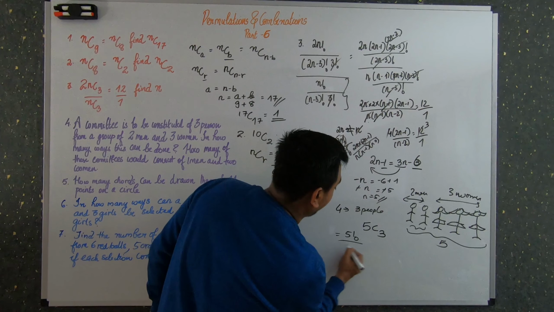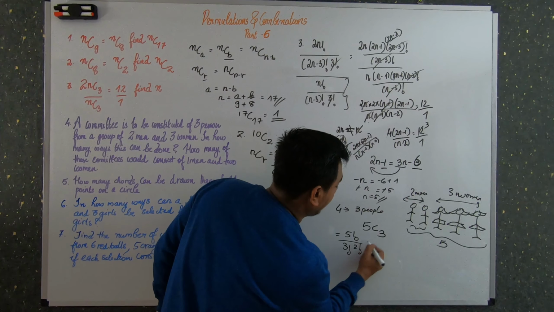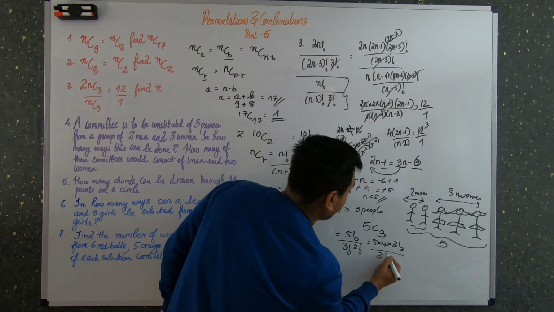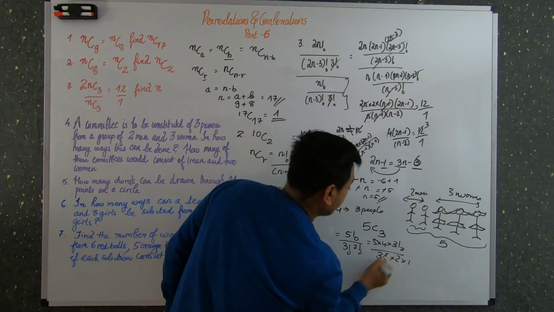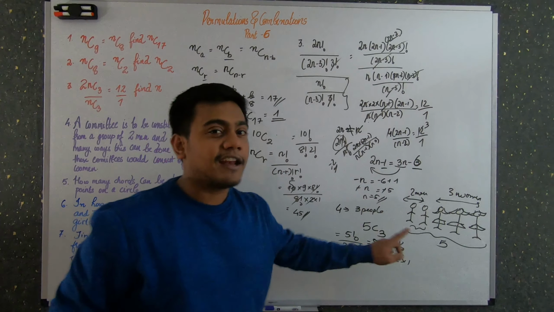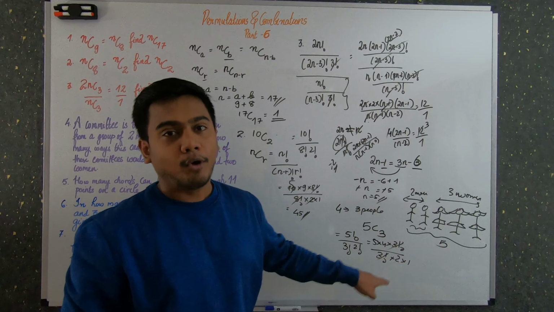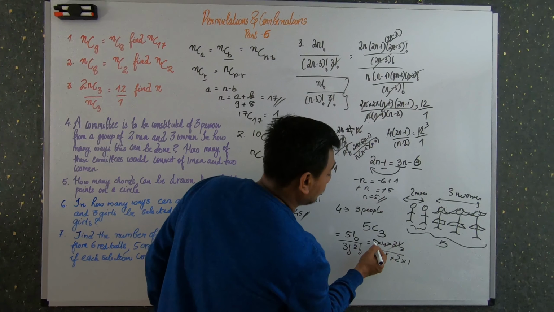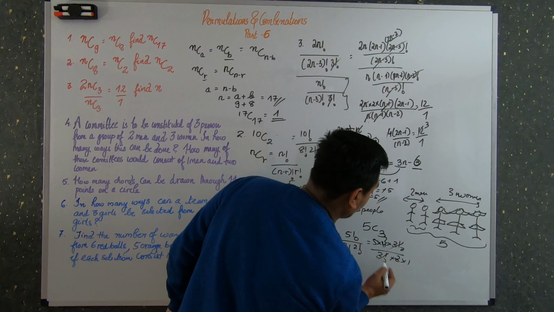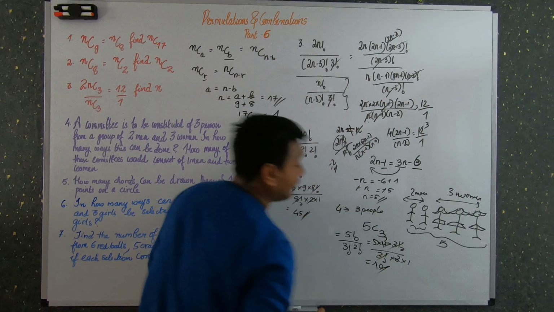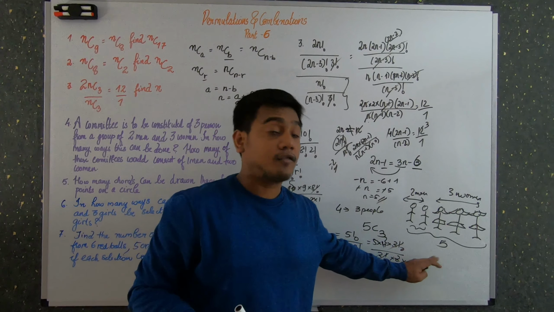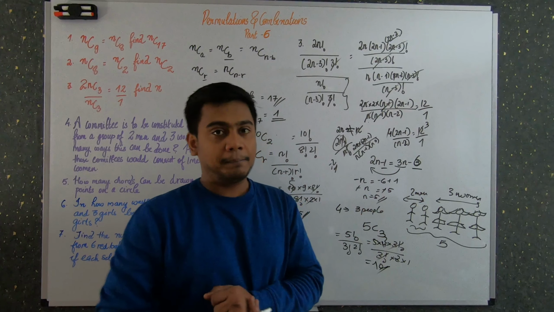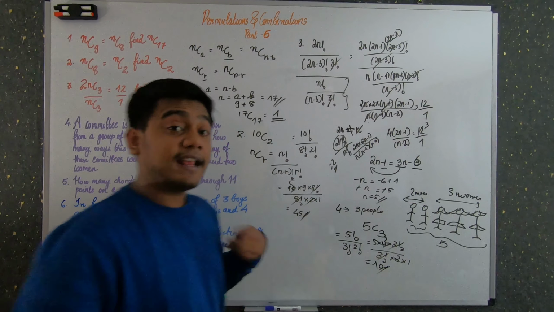5 factorial by 3 factorial into 2, that is 5 into 4 into 3 factorial, divided by 3 factorial into 2 into 1. I wrote 3 factorial like so that I can easily cancel 3 factorial on both sides, the numerator and denominator. So 5 into 4, again you cancel, so 2. So there are 10 combinations of 3 people from 5 people. So what is the next part of the question?